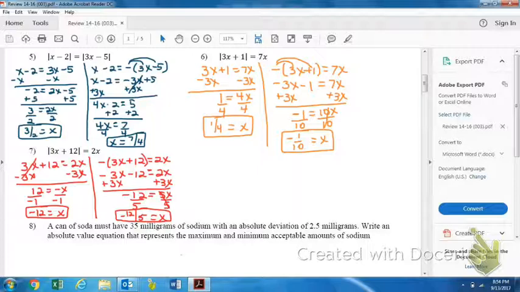Okay, number 8 says a can of soda must have 35 milligrams of sodium with an absolute deviation of 2.5 milligrams. Write an absolute value equation that represents the maximum and minimum acceptable amounts of sodium. All they're asking for is to write the absolute value. They're not even asking you to solve it. So the answer is the absolute value of x minus 35 equals 2.5. And so that's going to be the absolute value of x minus the given value equals the deviation. And that's it.